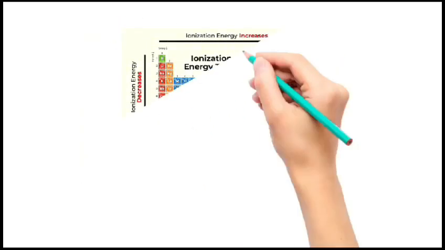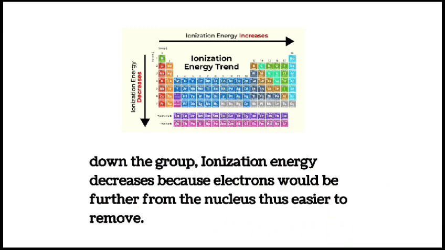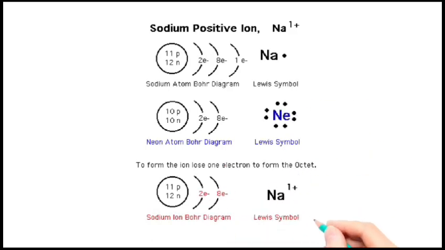As we move down a group, ionization energy decreases because the electrons are further from the nucleus and are easier to remove. For instance, it's much harder to remove an electron from neon than from sodium.